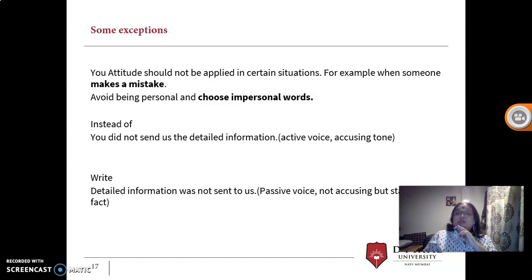So instead of you did not send us the detailed information, where you have used active voice and you can see the tone is very accusing, you should be saying detailed information was not sent to us, and here you are using passive voice and you're not accusing but you're stating a fact. This is very important so that you're not offending the recipient. Yes, but you have made that point that information was not sent to you.